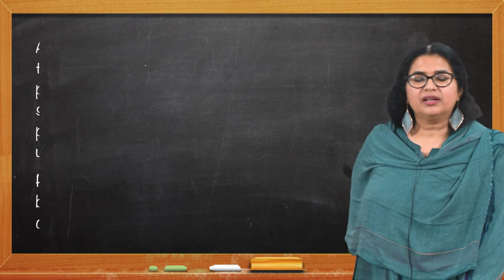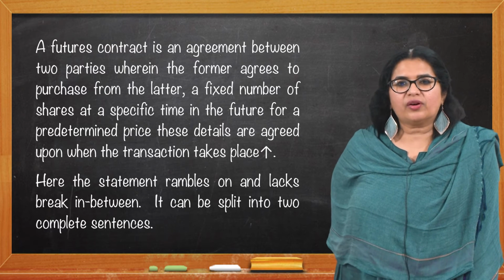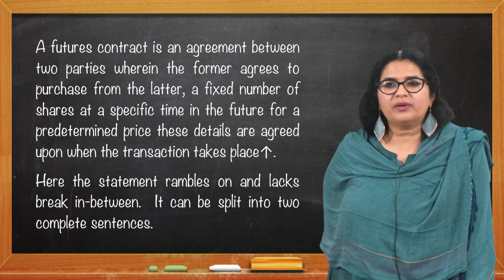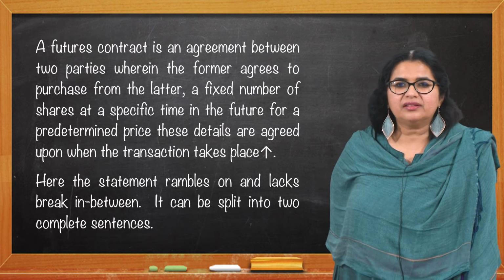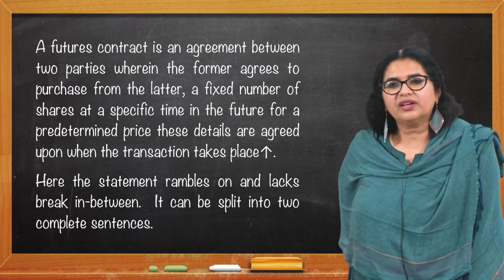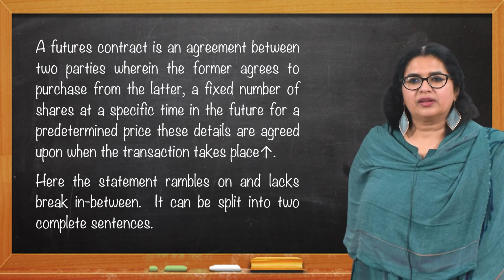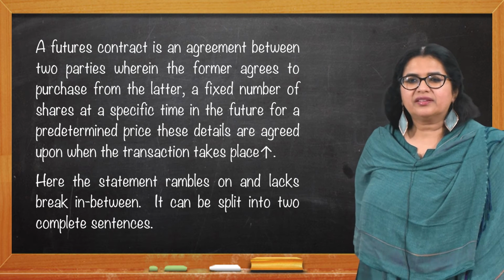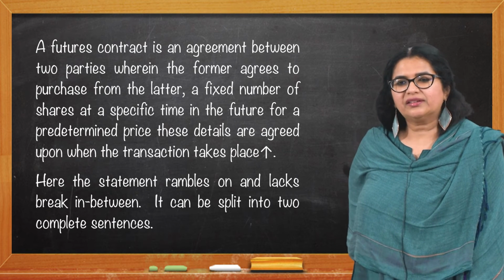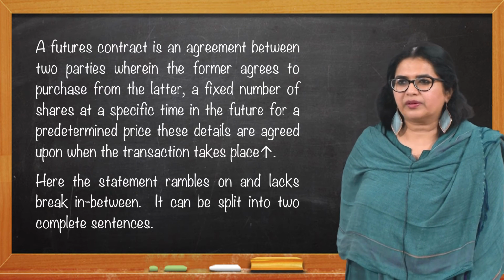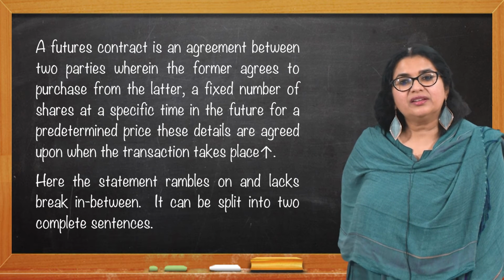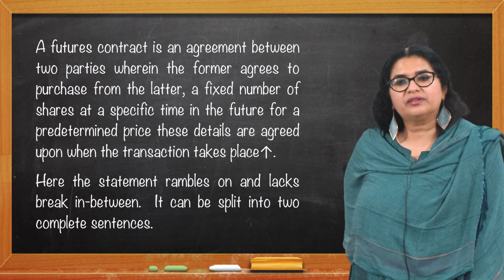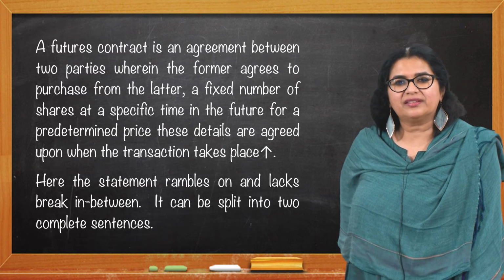For example, a futures contract is an agreement between two parties wherein the former agrees to purchase from the latter a fixed number of shares at a specific time in the future for a predetermined price. These details are agreed upon, etc., and here is a full stop at the end of the sentence. So, here the sentence rambles on and lacks a break in between. It can be split into two complete sentences.